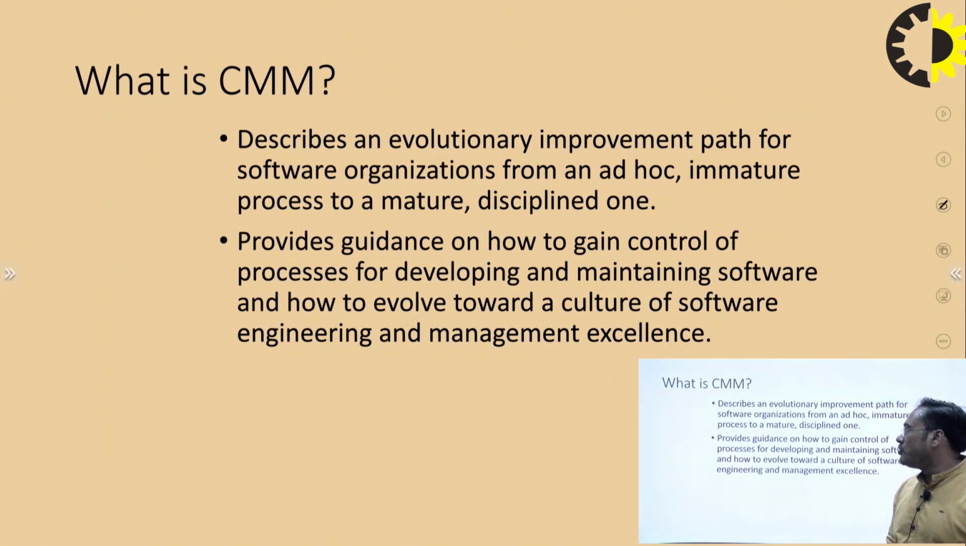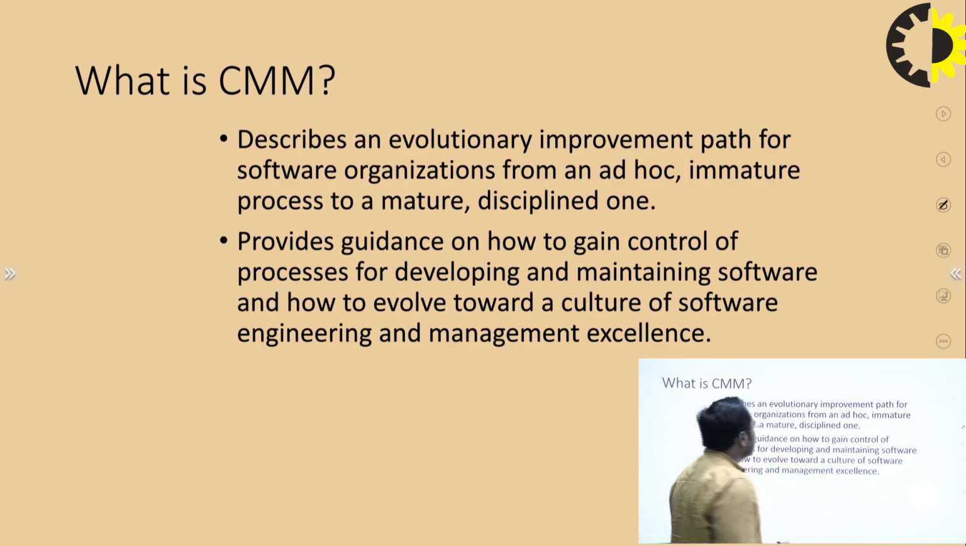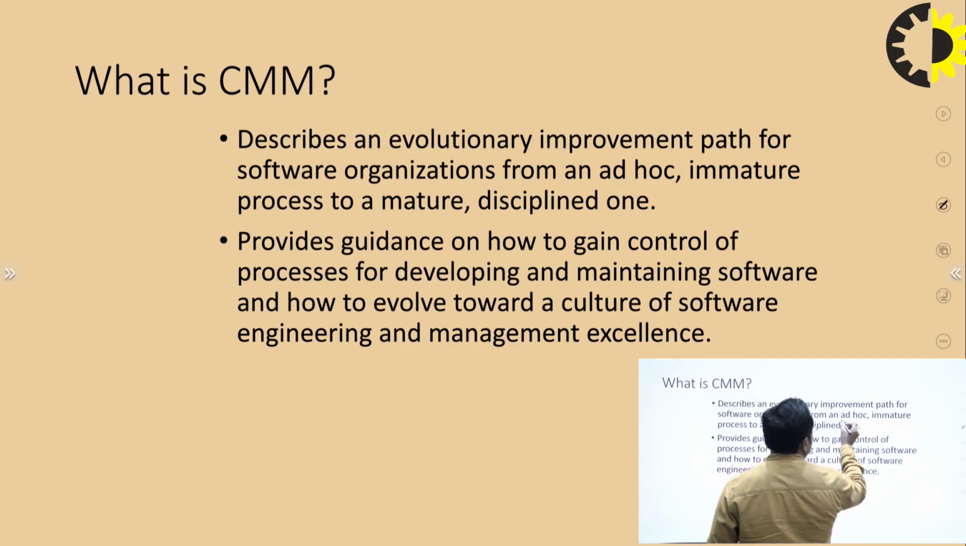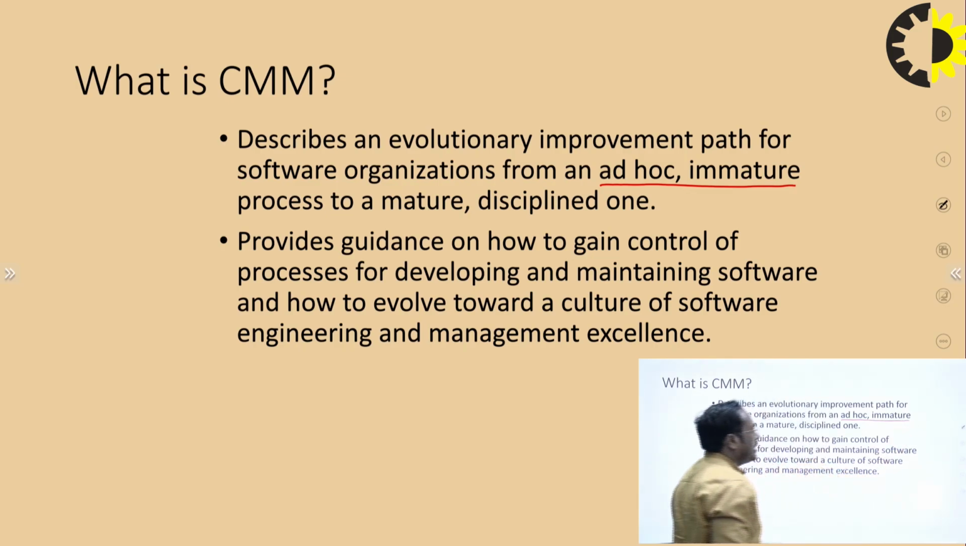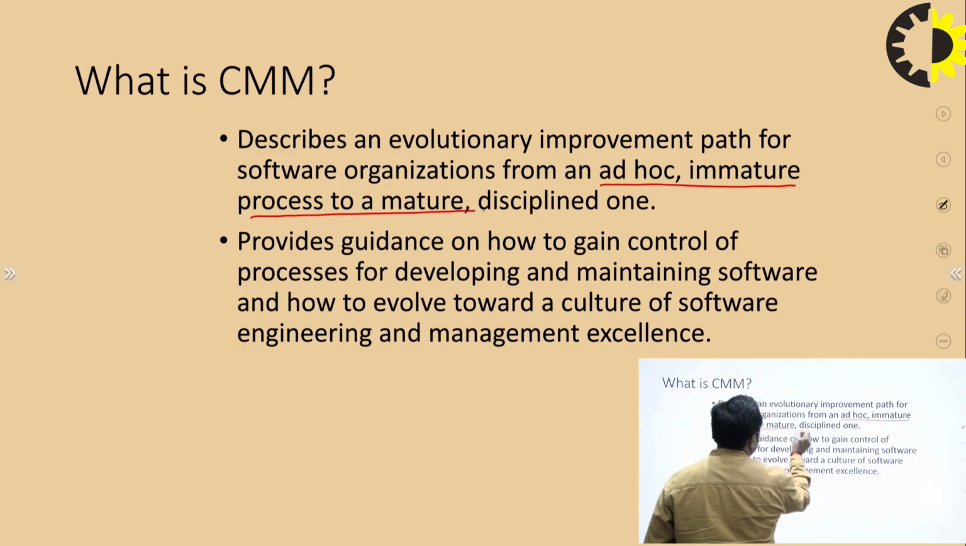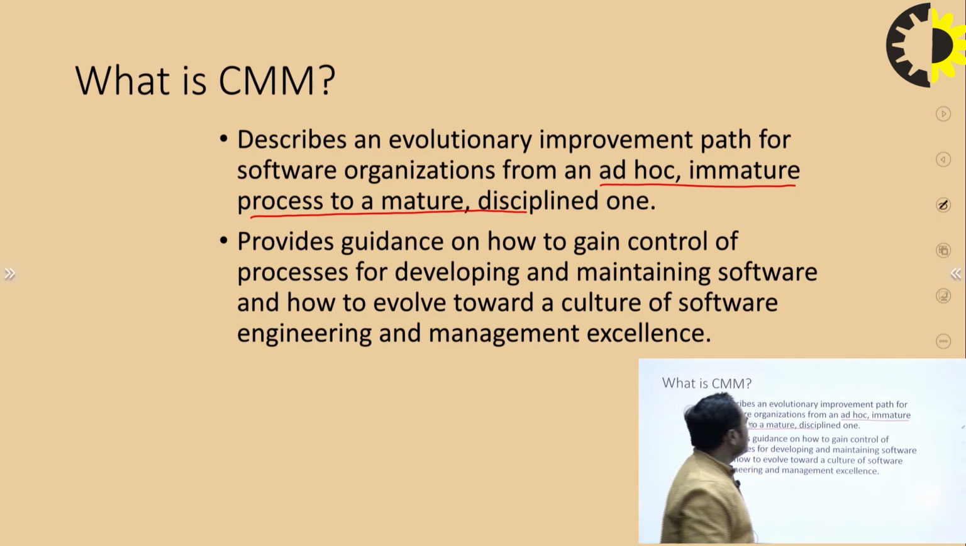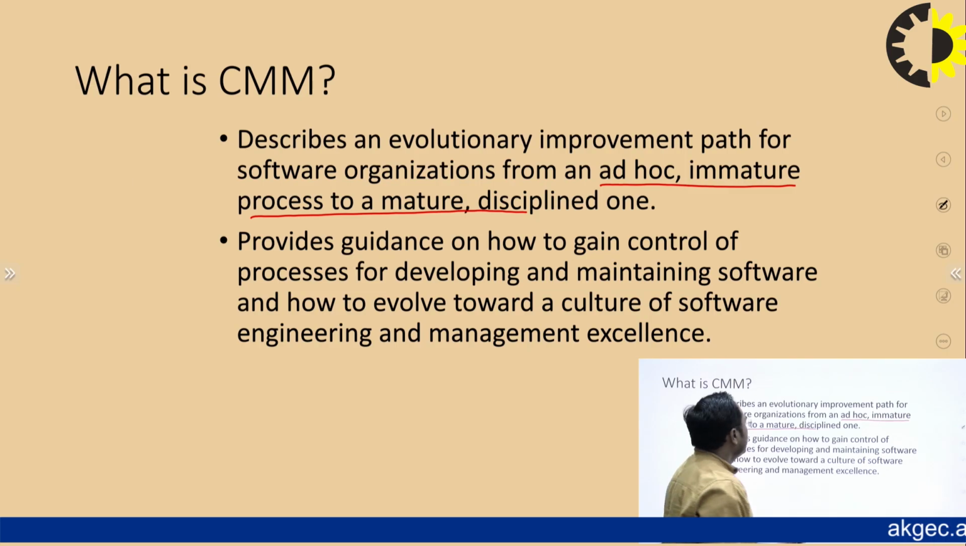Basically CMM stands for capability maturity model. It describes an evolutionary improvement path for a software organization from an ad hoc and immature process to a mature, disciplined one. So this is the important topic. Our target is to calculate the evolutionary improvement in the software, from an immature to a mature and disciplined process.